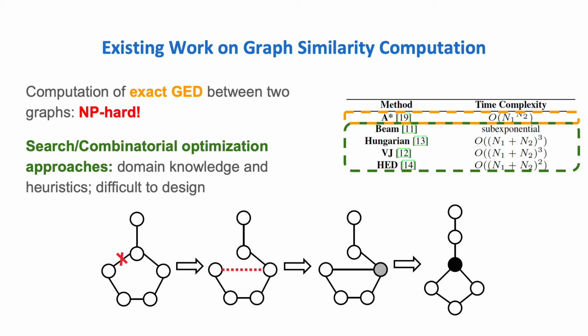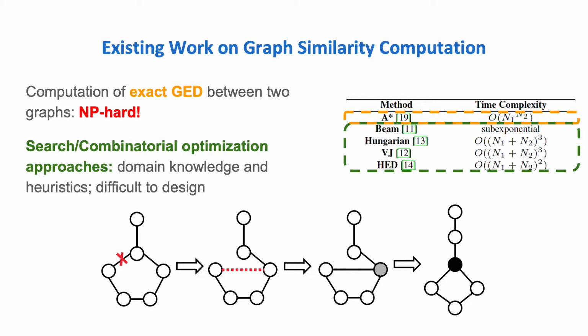On the right-hand side, in the table, I show you a few representative approaches, and A-star is the exact solution. You can see the time complexity is very high. N1 and N2 are the sizes of the two graphs. On the lower part of the table, you can see a few algorithms that people proposed that are faster, but they do not guarantee to give you the exact solution.